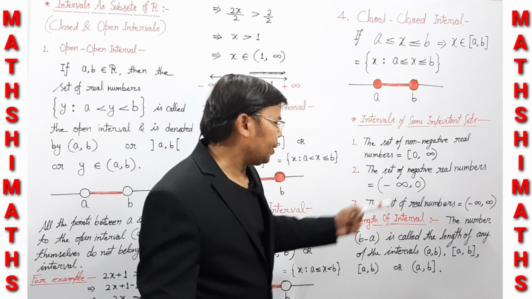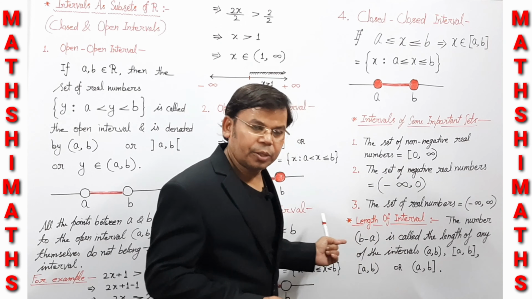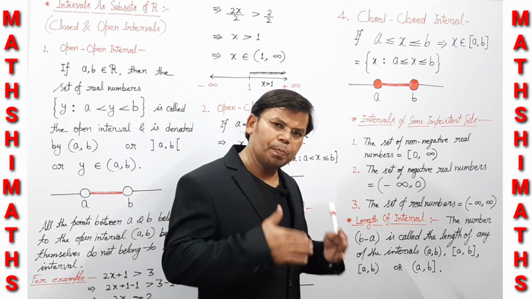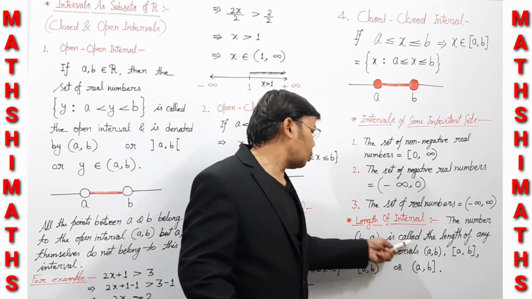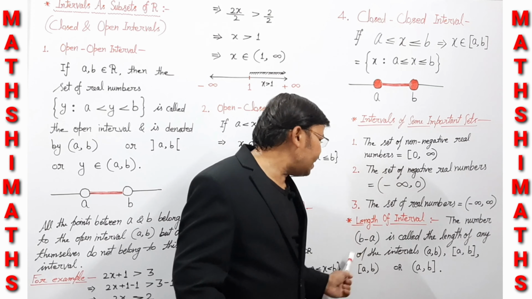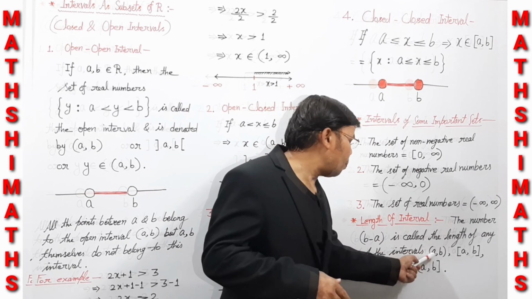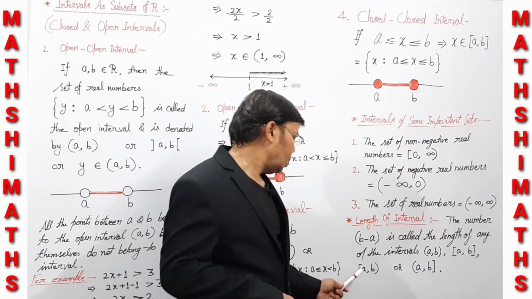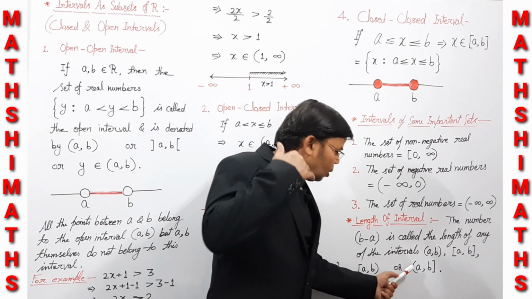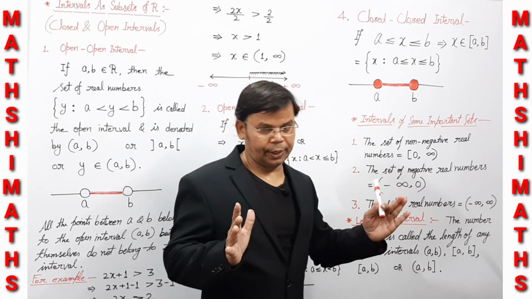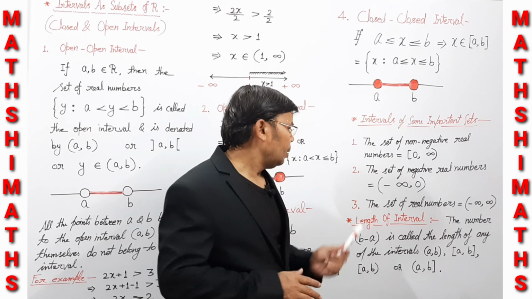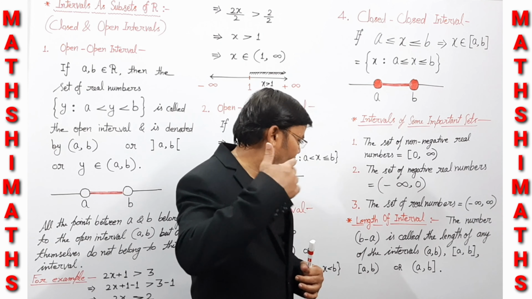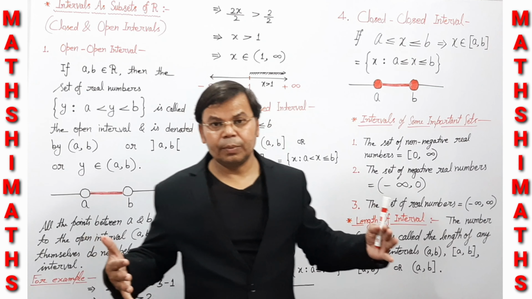Now, length of interval. Remember this point also. The number b minus a is called the length of any of the intervals: open interval, closed interval, closed-open interval, open-closed interval. For any interval, the number b minus a is called the length of the interval.